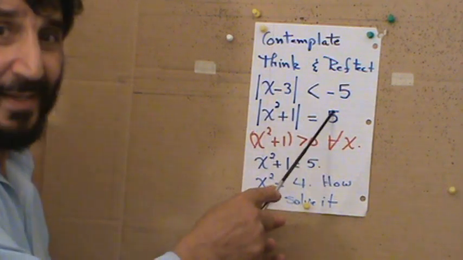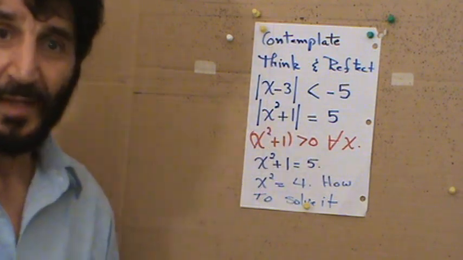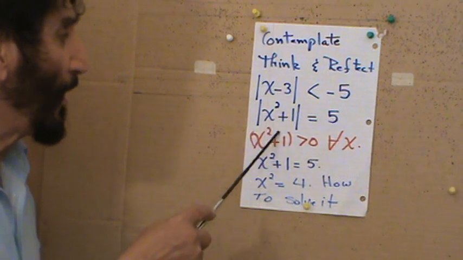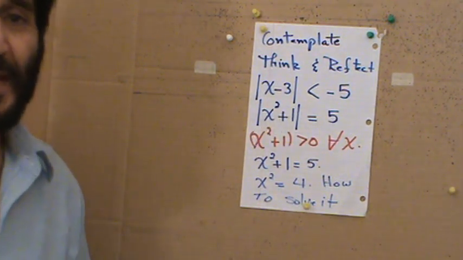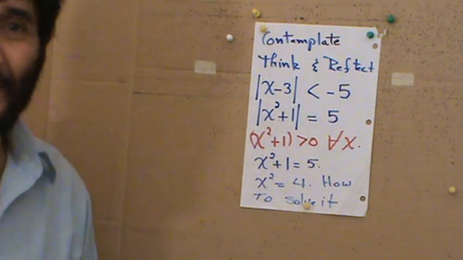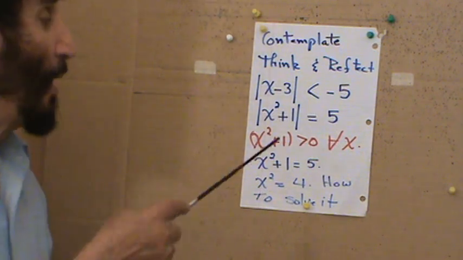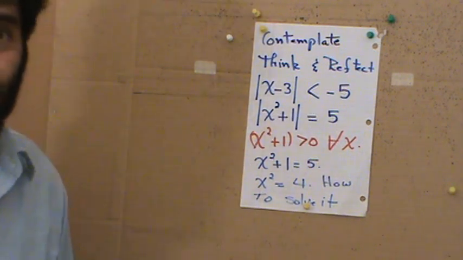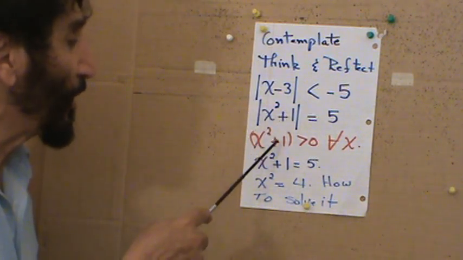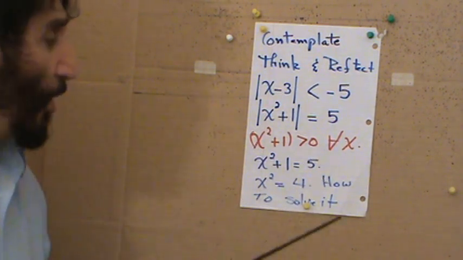You follow me? All right, now how do we solve this one? The absolute value of x squared plus 1 equals 5. Now what is inside the absolute value, 100% in this case, is positive. Because if you give x a negative value, x squared will be positive. If you give it a positive value, x squared will be positive. Positive plus 1 is positive. So this is positive for all x. We take it out of the absolute value and we proceed to solve it. How do we solve it?